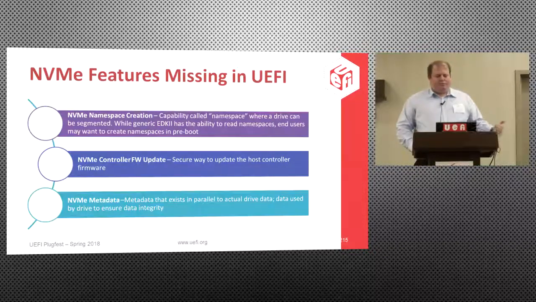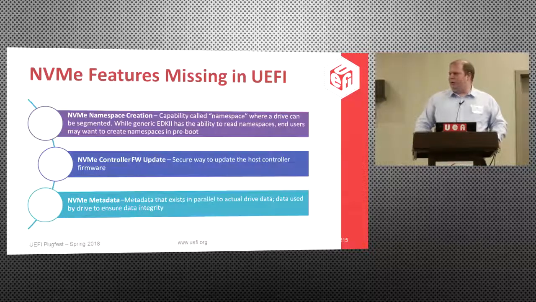And the last one there is NVMe Metadata. This is where NVMe drives have a separate section of them to store metadata that can be used for hashing or CRCing of the information on the drive, so that every write gets an additional write to this section to make sure data integrity is there. So when you read it back, you can verify the integrity on the way back.